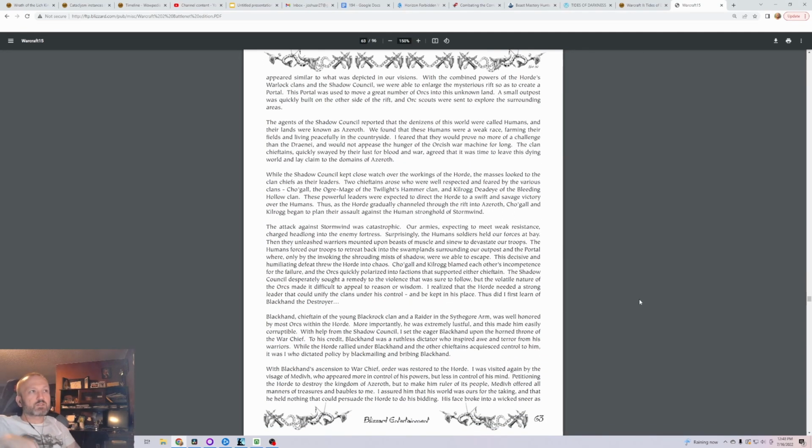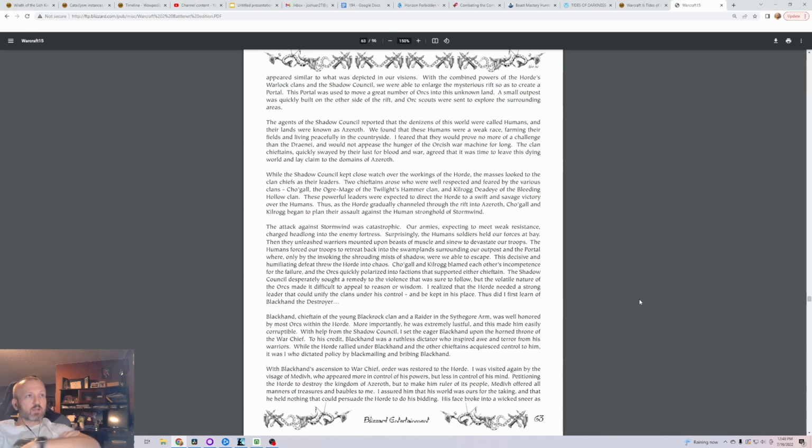With the combined powers of the Horde's warlock clans and the Shadow Council, we were able to enlarge the mysterious rift so as to create a portal. This portal was used to move a number of orcs into this unknown land. A small outpost was quickly built on the other side of the rift, and the orc scouts were sent to explore the surrounding areas.